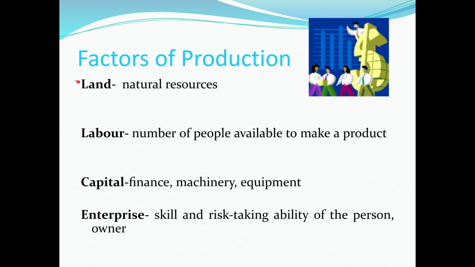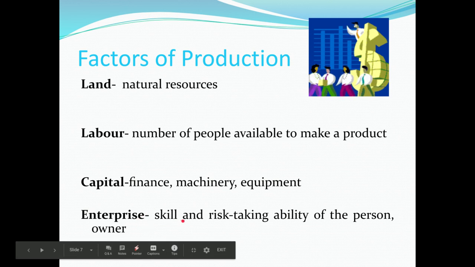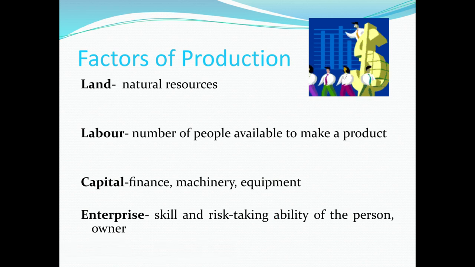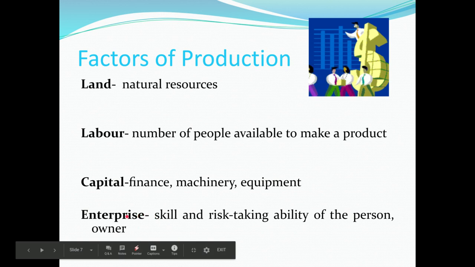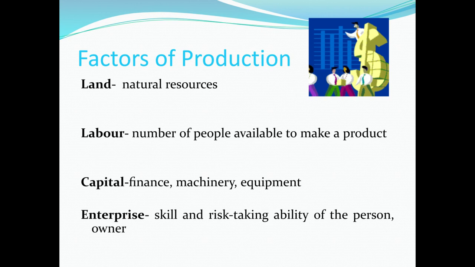So these are the four factors of production. You have your land, natural resources, your labor, which is the people, your capital, which is your finance, your machinery, your factory, your equipment, okay? And your enterprise, the skill and the risk-taking ability of the person or the owner of that business. So someone needs to take the risk, and that is now called the owner or the enterprise. So take note of the four factors: land, labor, capital, and enterprise.